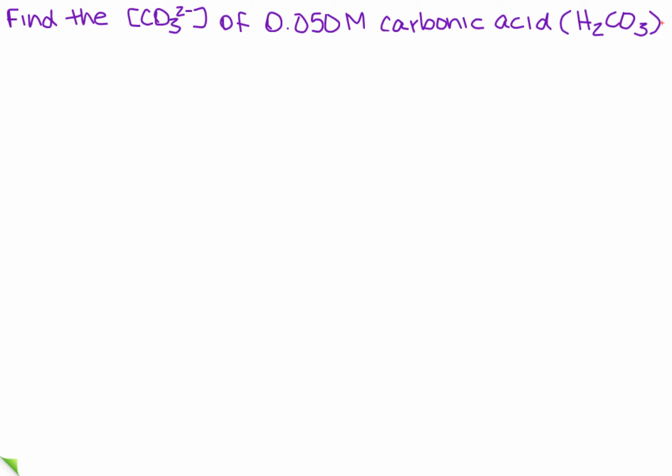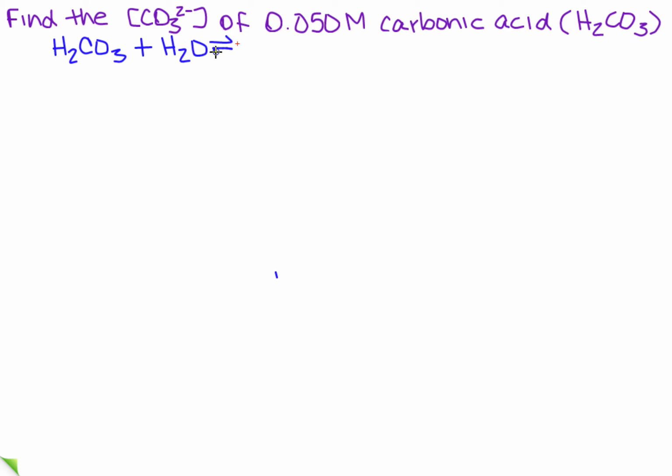I want to find the carbonate ion concentration of 0.050 molar carbonic acid. Now I need to know what my equations are so that I make sure I'm doing this correctly. So I have carbonic acid, and I'm going to leave off the states for the time being just so it's a little quicker. I'm going to add this to water.